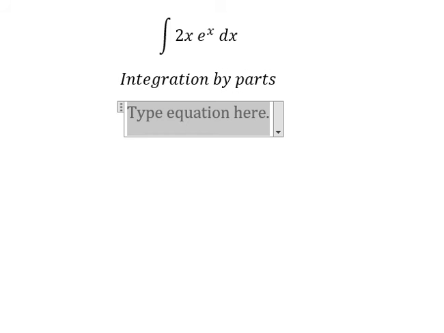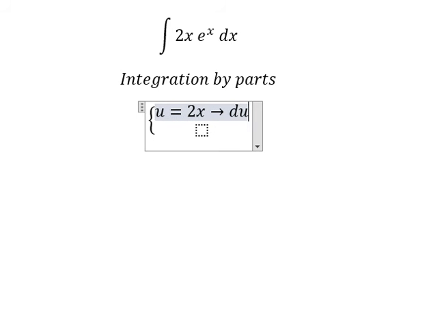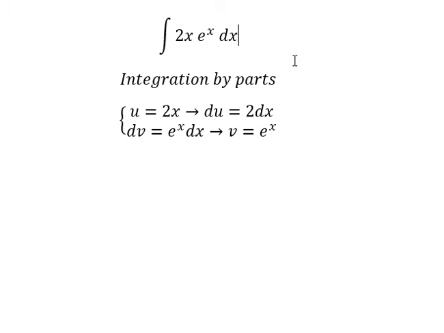So I need to put u equals to 2x. Later, we first take the derivative of both sides, and we have du equals 2 dx. dv, we have e to the power of x dx. The integration of this one, we have v equals e to the power of x.